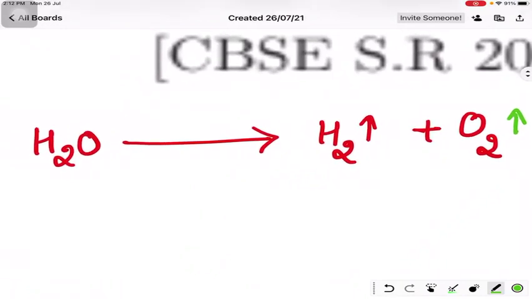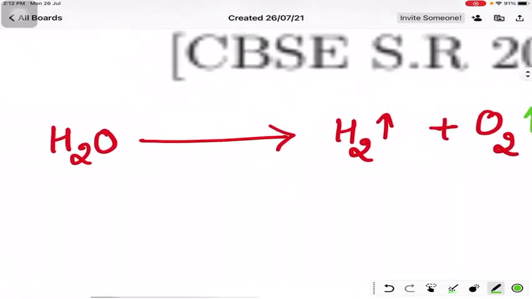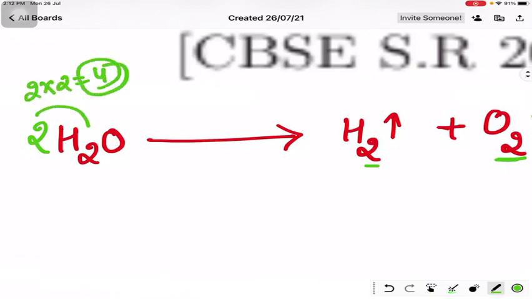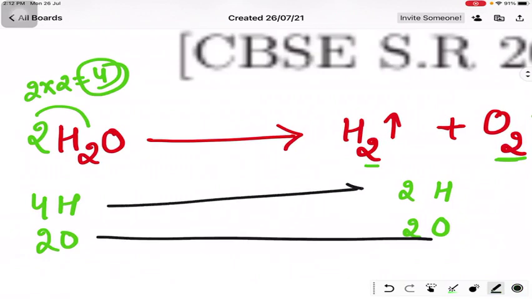What is the rule of balancing? We have to balance oxygen first, and at last we have to balance hydrogen. For oxygen, as the number of moles here is 2, we have to multiply the left hand side by 2. Now balance hydrogens. Here hydrogens are 4 and oxygens are 2, while on the left hand side hydrogens are 2 and oxygens are 2. So we are okay with the oxygen, but in order to balance hydrogen we have to multiply H2 by 2.